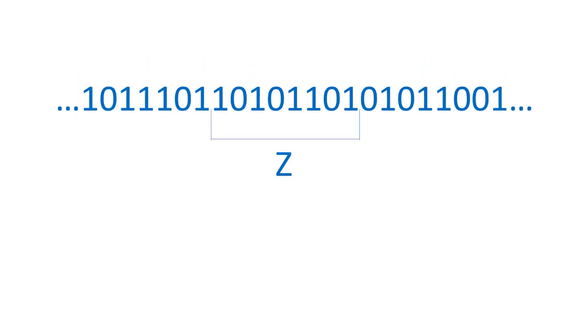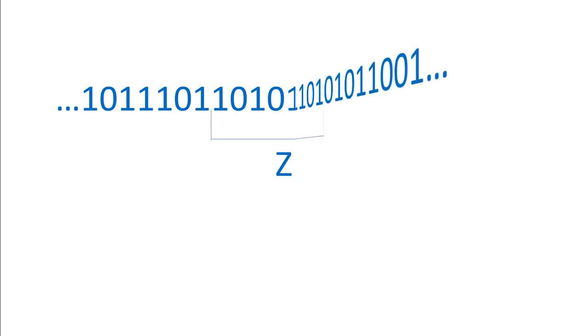But what if we group bits? What if we were to group them by, I don't know, 8? And let's give this group of 8 bits some arbitrary name like byte. This byte is an 8-digit binary number. And how many different values can an 8-digit binary number have?